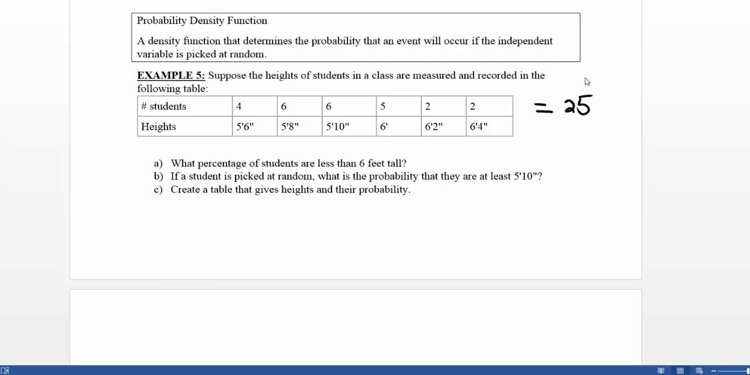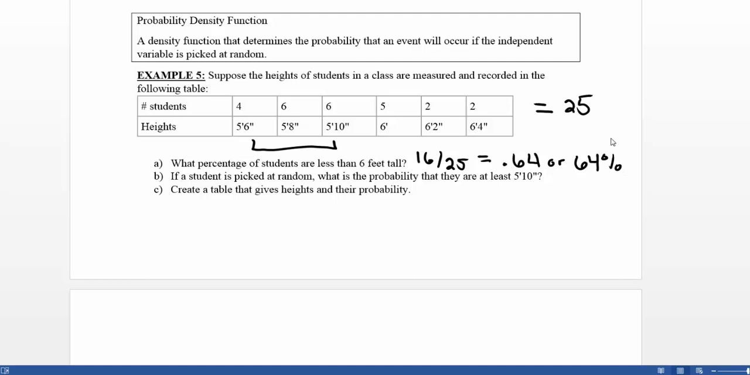Now, what I want to do is figure out how many of those students are represented in the question I'm asking. So A says, what percentage of students are less than 6 feet tall? So remember, when we talk about less than, we're including everything up to, but not including 6 feet. So that means we're including the students who are 5'6", 5'8", and 5'10". So the number of those is 4 plus 6 plus 6. So 16 out of 25 are less than 6 feet tall. If we turn that into a decimal, we get 0.64, which means that 64% of the students in this class are less than 6 feet tall.